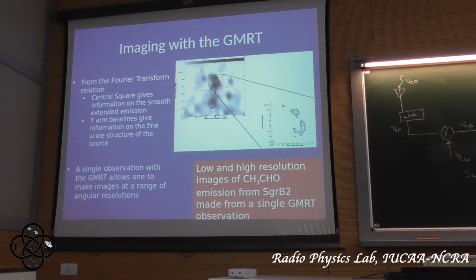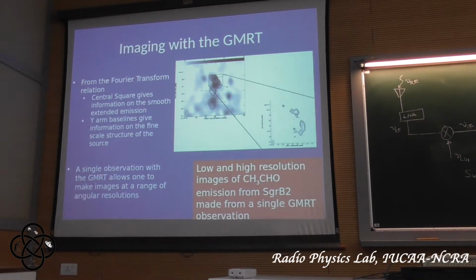This is an image of the acetaldehyde emission, which is these contours over here, overlaid on a radio background of the continuum emission. So this stuff is telling you where the acetaldehyde is, this stuff is telling you where the total diffuse gas is. If you were to look at it with the central square telescope, you can see this large-scale structure, right? You can see that there's actually quite a large cloud containing acetaldehyde molecules in the galactic center.